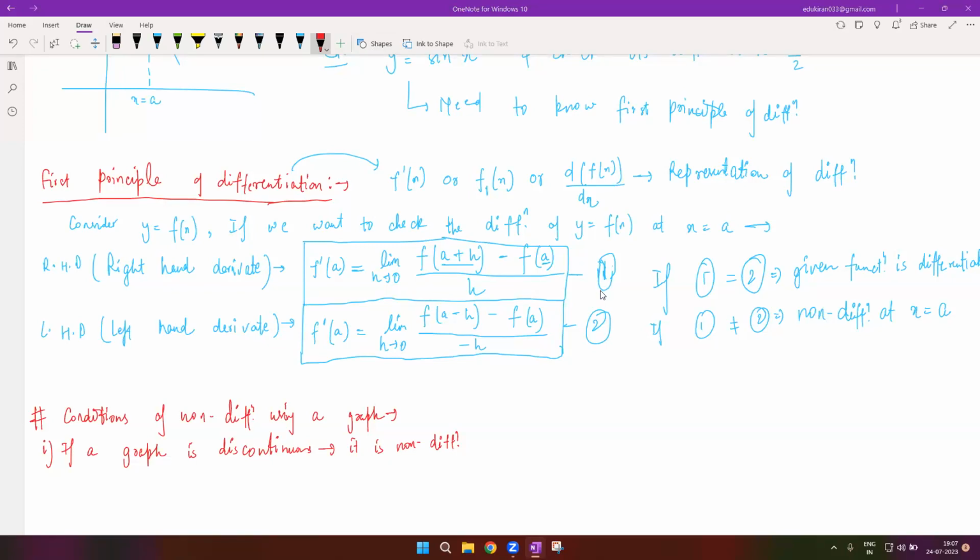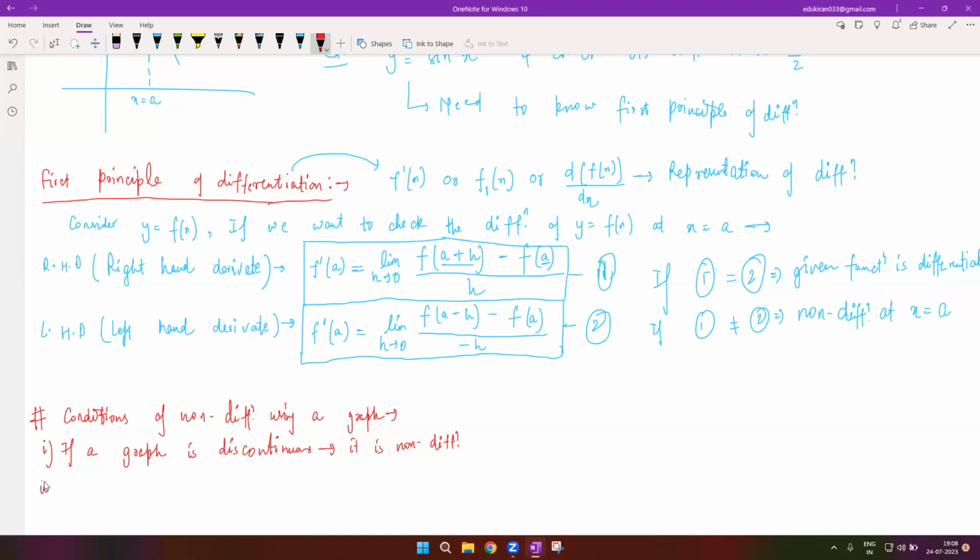Remember this thing, okay? If a graph is non-differentiable, then it does not mean that the graph has to be discontinuous. A continuous graph can also be non-differentiable. But what we are saying is, if the graph is discontinuous, then it is 100% true that the graph will be non-differentiable at that point. But if a graph is non-differentiable, then it does not mean that the graph has to be discontinuous.